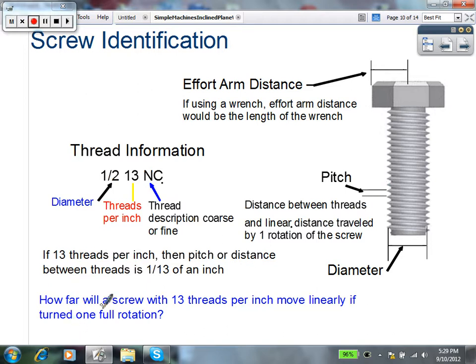So when you ask how far a screw with 13 threads per inch will move linearly if turned one rotation, it's going to move 1/13. So it's basically 1 over the number of threads per inch. Now the effort arm distance is going to vary. It is the distance traveled by the wrench handle, or the distance traveled by the diameter of the screwdriver that you're using. So it's going to vary.